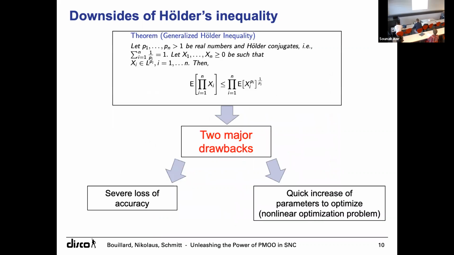And the other downside is actually also non-negligible. It's the fact that we quickly increase the parameter space. So each application of Hölder's inequality gets us another parameter to optimize. And since we end up with a non-linear, often non-convex optimization problem, the computational effort quickly increases.